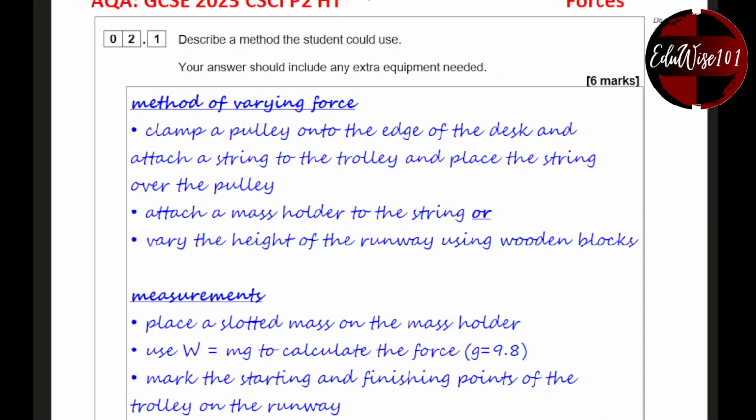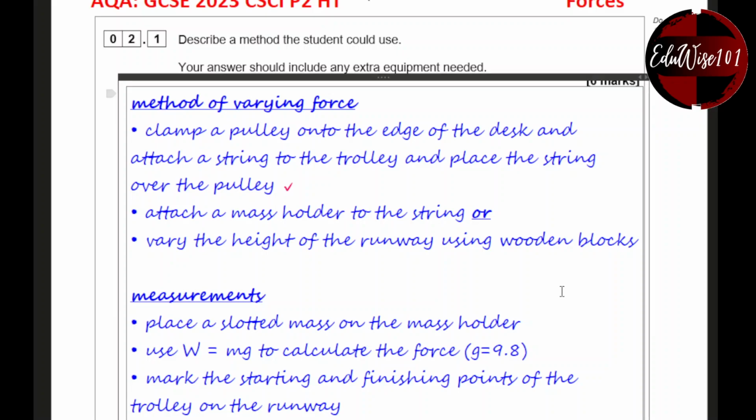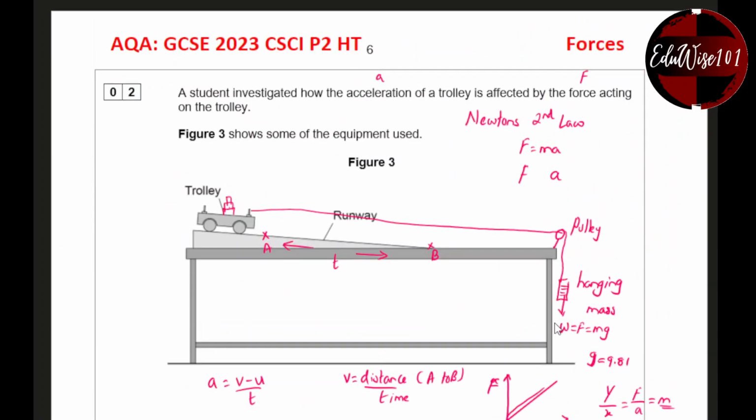Method of varying the force: first, clamp a pulley onto the edge of the desk and attach a string to the trolley and place the string over the pulley. Attach a mass holder onto the string or vary the height of the runway using wooden blocks. So without adding the weights on the side, you can actually just increase the height of the ramp as well, but with the weights is actually much better.